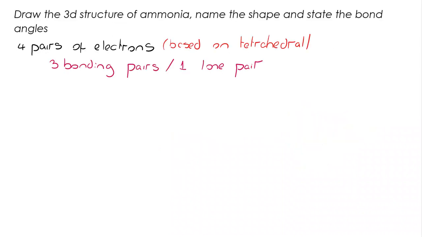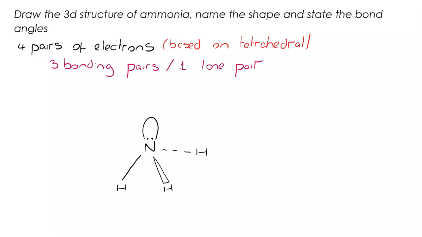So, with that in mind, based on tetrahedral, I'm going to start by drawing out my structure. We were specifically asked for 3D, so I have shown the line going into the paper, the wedge coming out of the paper. To represent my lone pair, I've got to remember to include the cloud, the rabbit ear on the top, and I have now got the structure drawn out exactly as we would want it to be.